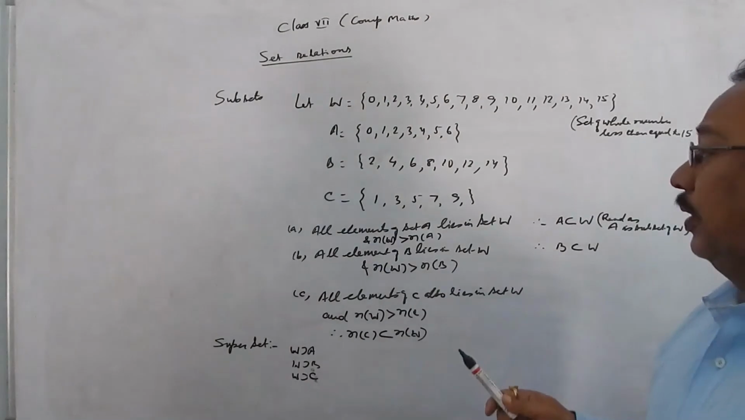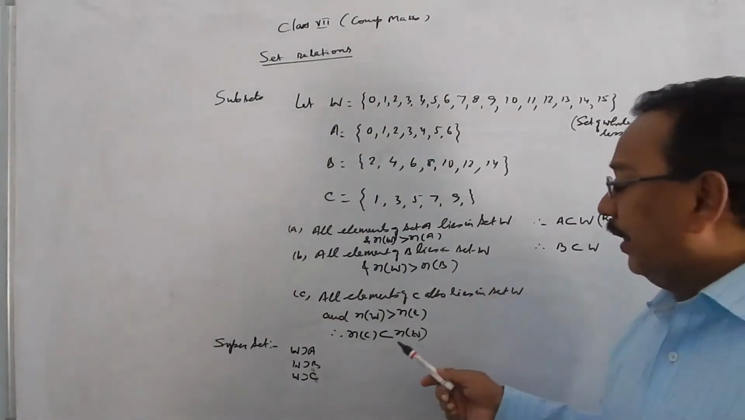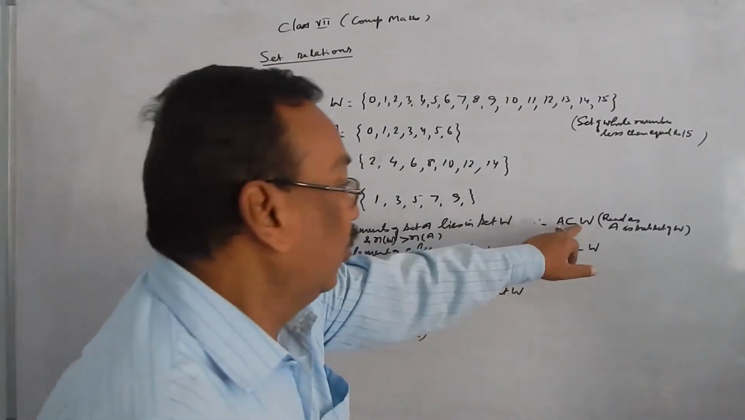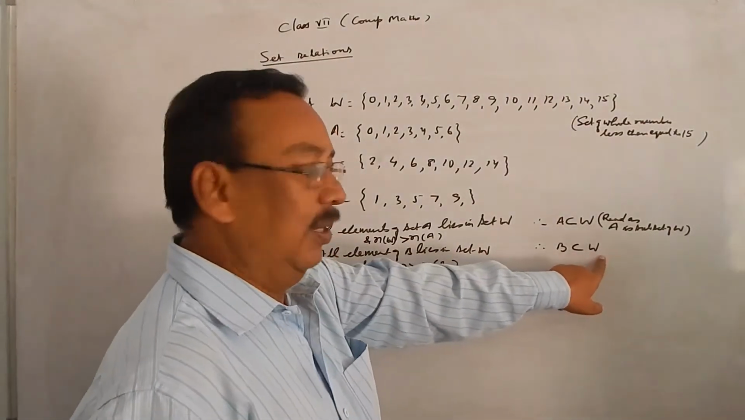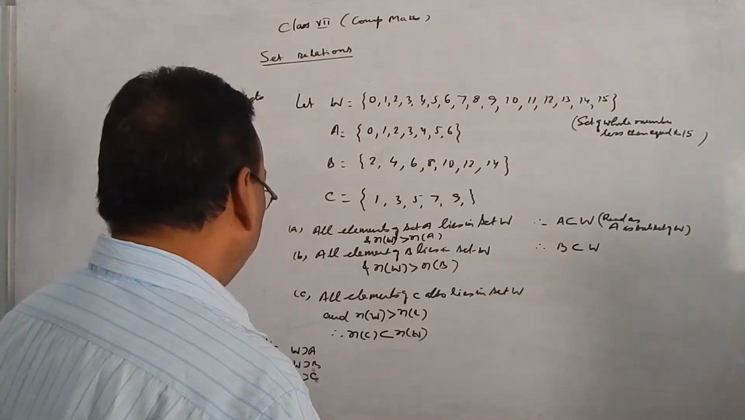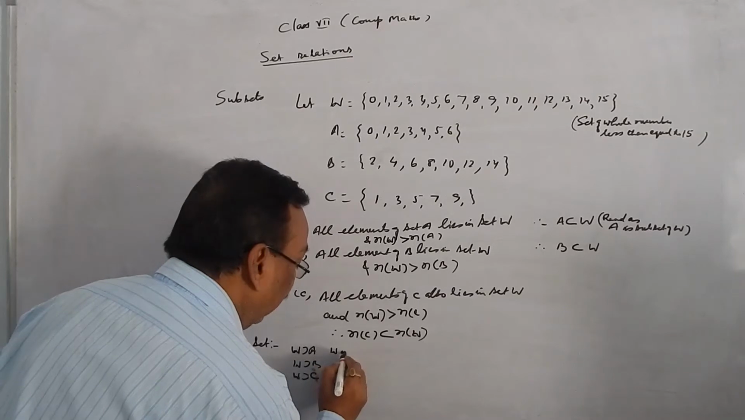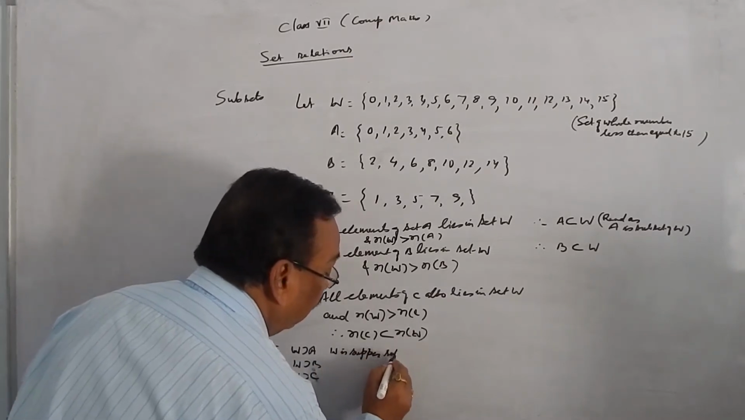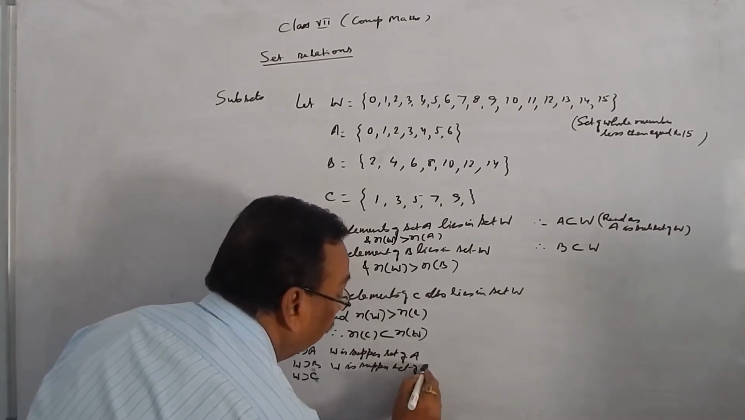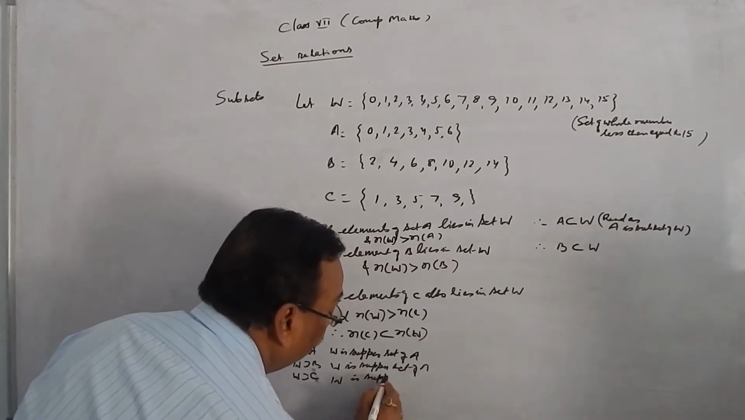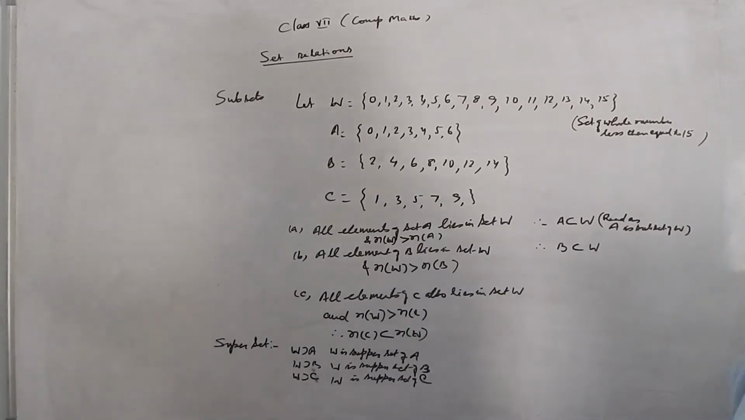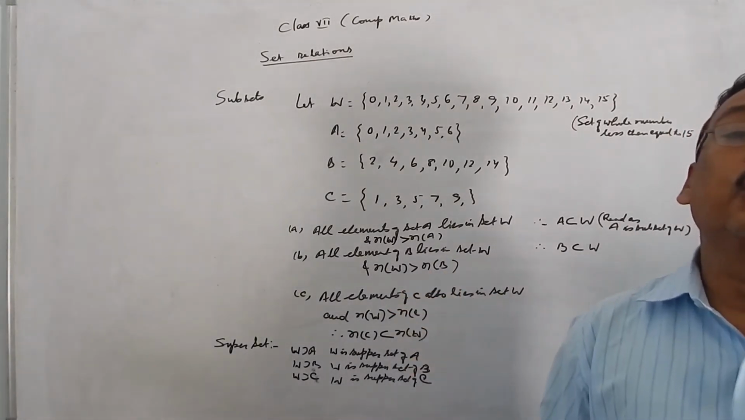Now we are going for superset. If subset is there, and we write it in reverse order, it is called superset. Here, A is a subset of W. We can also read it as W is a superset of A. B is a subset of W, so W is a superset of B. C is a subset of W, so W is a superset of C.